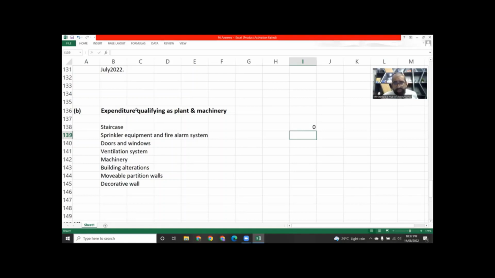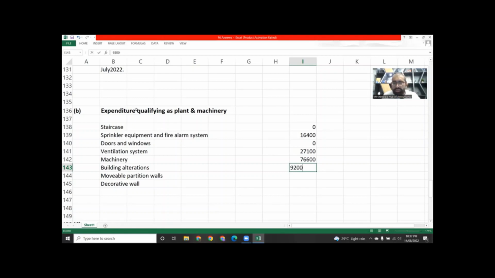0. But yes, sprinkler equipment 16,400. This is equipment. This is part of plant and machinery. Doors and windows always part of building. Then yes, ventilation system is part of plant and machinery, and it comes in SRP. This is old thing, not a new thing. So this is 27,100. Then you have machinery. It was 76,600.